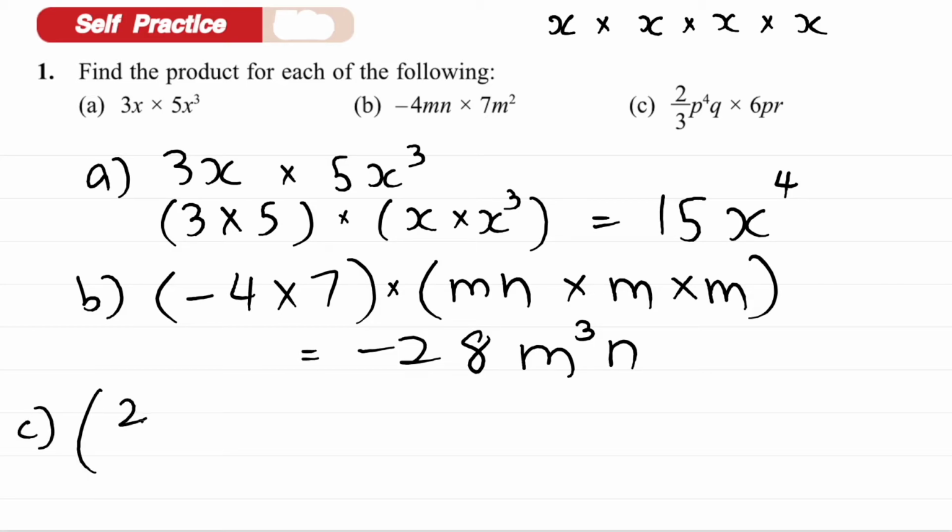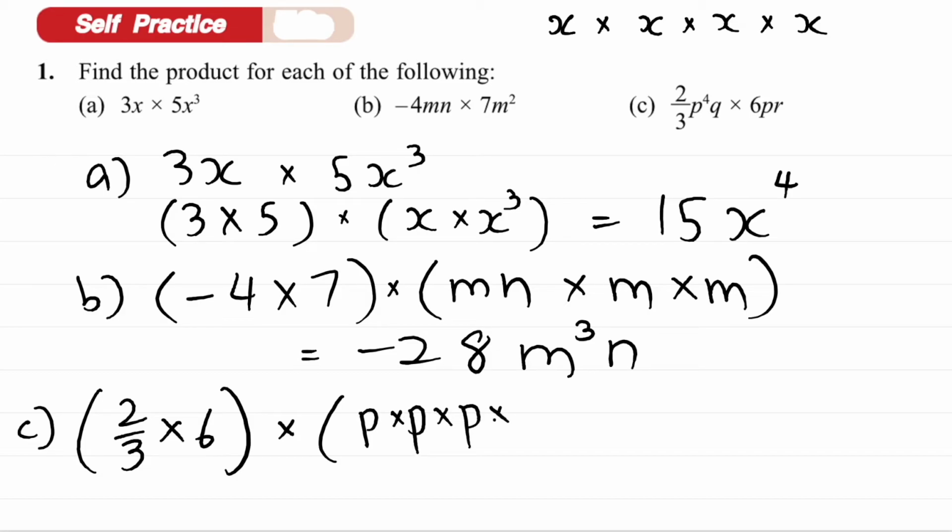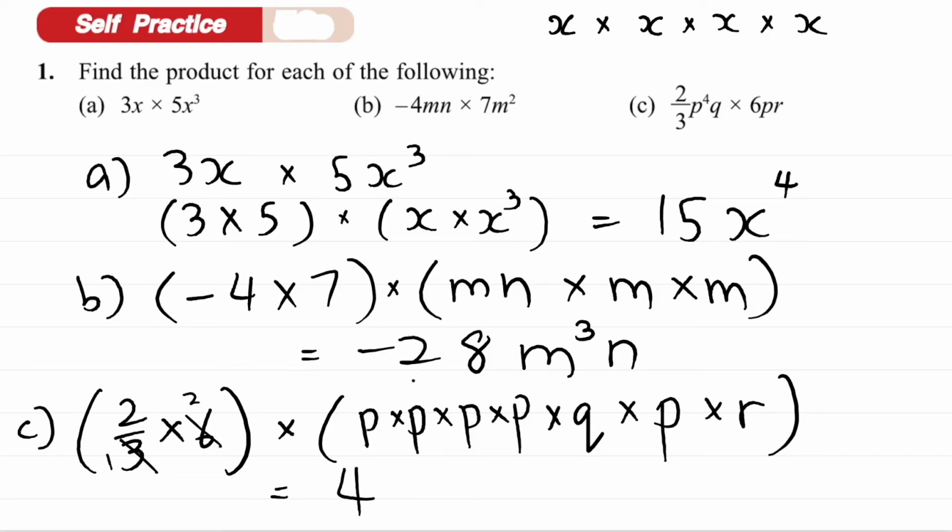C. 2/3 darab 6 satu tempat and then darab dengan P darab P darab P darab P darab Q darab P darab R. Okay. So 2/3 darab 6 ni akan dapat apa? Sini 1, sini 2, 2 darab kamu dapat? Akan dapat 4. Okay. Ada berapa P dekat situ? 1, 2, 3, 4. Ada 5. So dia adalah P kuasa 5. Ada berapa Q? Ada 1 Q. Ada berapa R? Ada 1 R. So that's your final answer. Macam tu je.